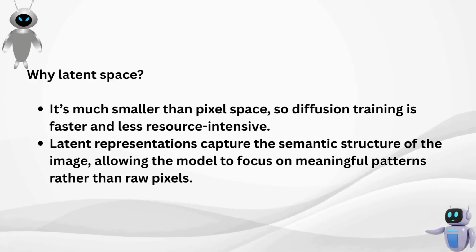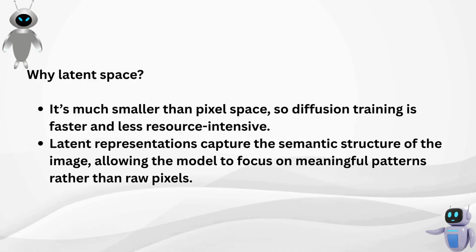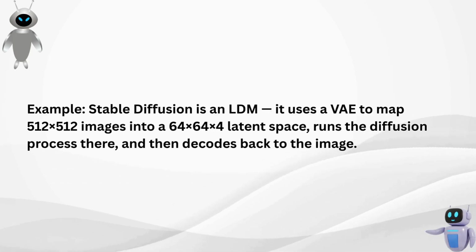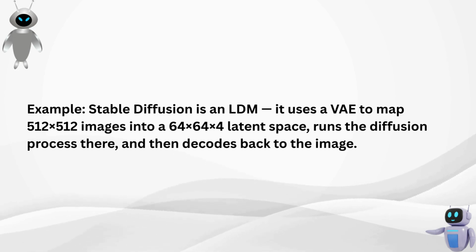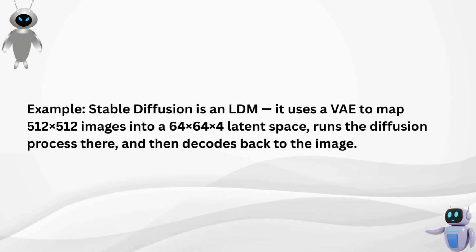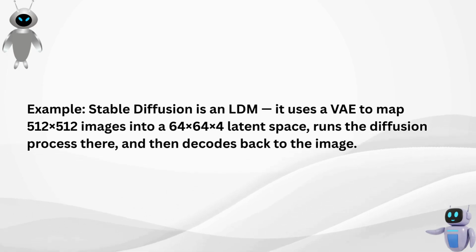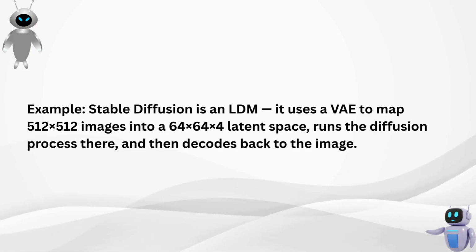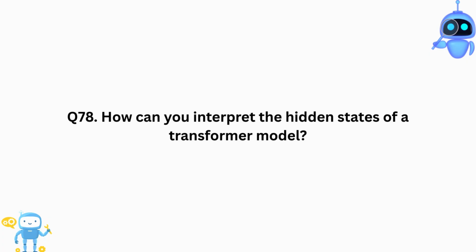Latent representations capture the semantic structure of the image, allowing the model to focus on meaningful patterns rather than raw pixels. Example: Stable Diffusion is an LDM. It uses a VAE to map 512 by 512 images into a 64 by 64 by 4 latent space, runs the diffusion process there, and then decodes back to the image. How can you interpret the hidden states of a transformer model?